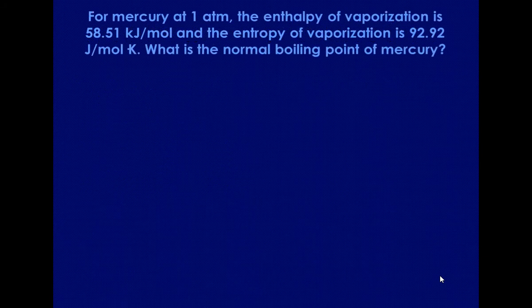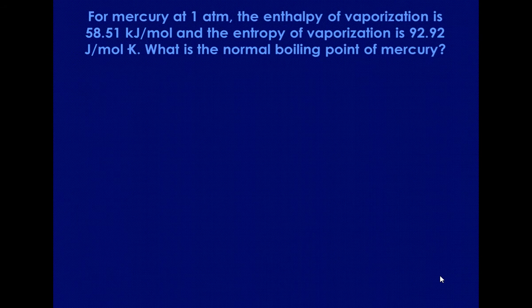So for this example, we're looking at it at equilibrium. We're told we have mercury at 1 atmosphere, and we're given its enthalpy of vaporization and its entropy of vaporization. Vaporization being the phase change, and any phase change is in an equilibrium state. This one in particular is going between liquid and gas. And we are asked to find the normal boiling point of mercury.